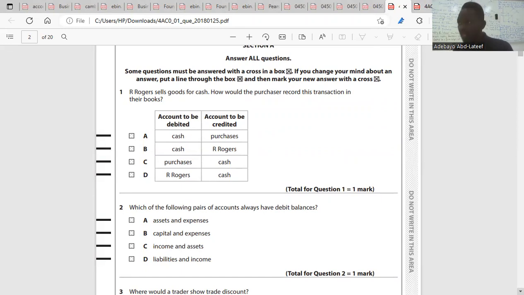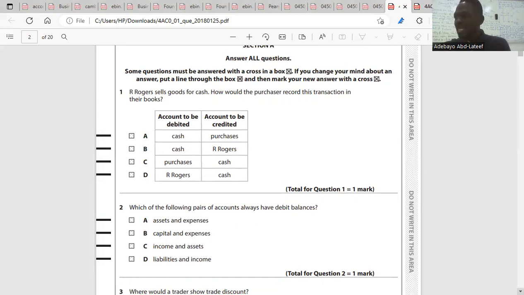Because you received the product from How Rogers, that means you debit purchases. You debit purchases and you credit cash. You paid cash. And in double entry, you debit the receiver, you credit the giver. Do you understand the point here? So the answer is C. You debit purchases because you received the product from How Rogers, you paid How Rogers, you credit cash. Is it clear? Please take note of that.